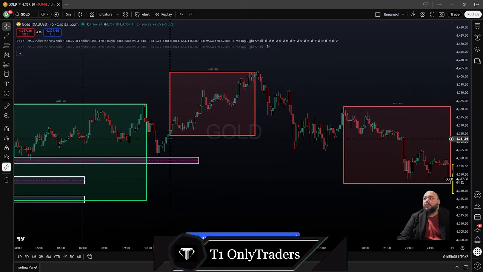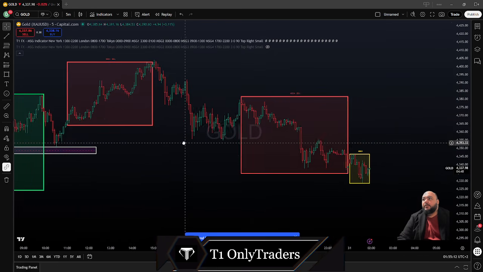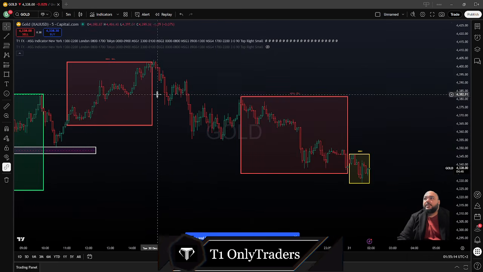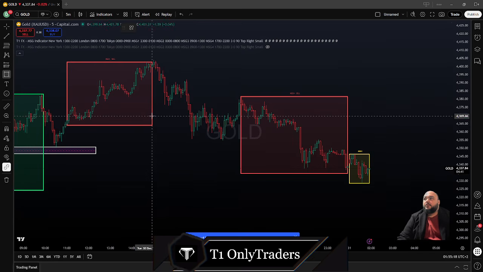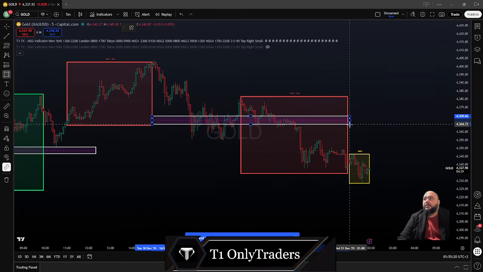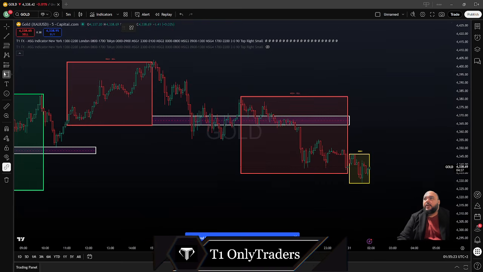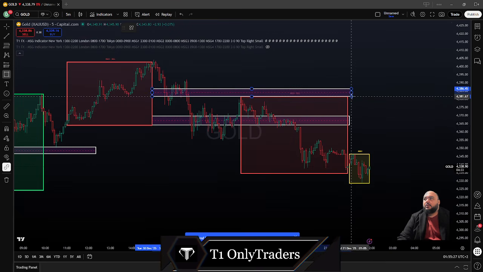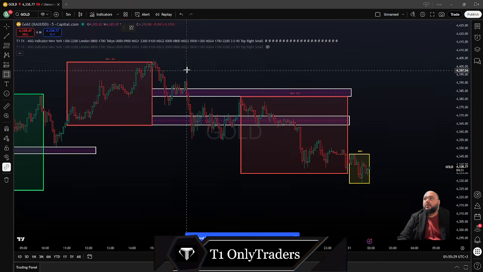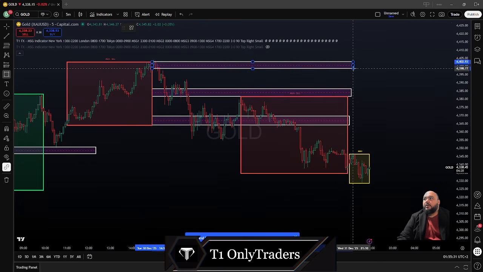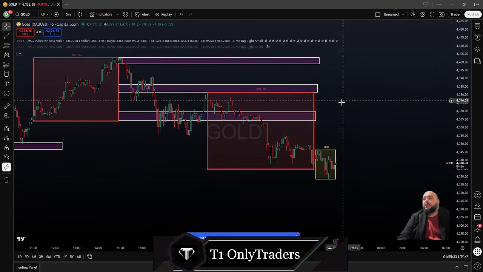Now another block that we target is the 11 a.m. to 3 p.m. block. Okay, so what you guys will see is the 3 p.m. block formed. Price broke out to the downside, so we have our high risk entry, we have our medium risk entry, and we have our low risk entry.